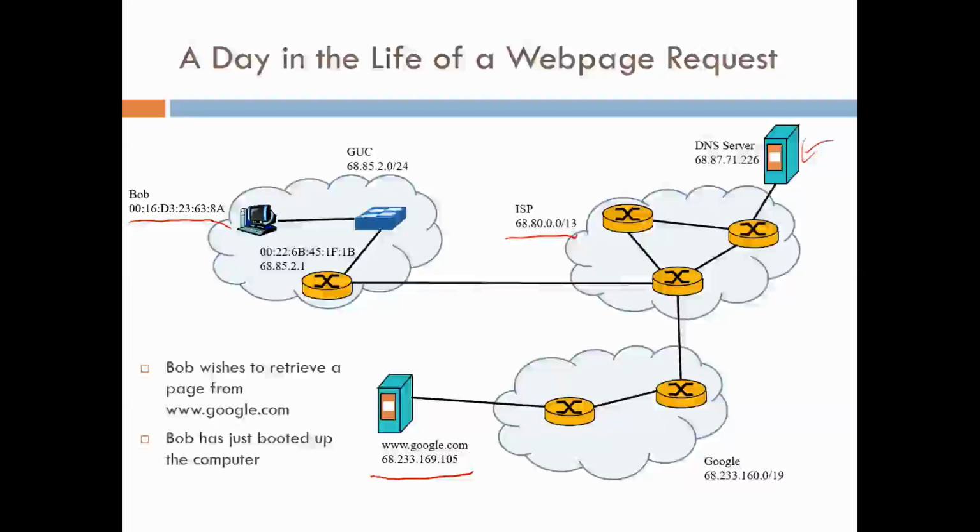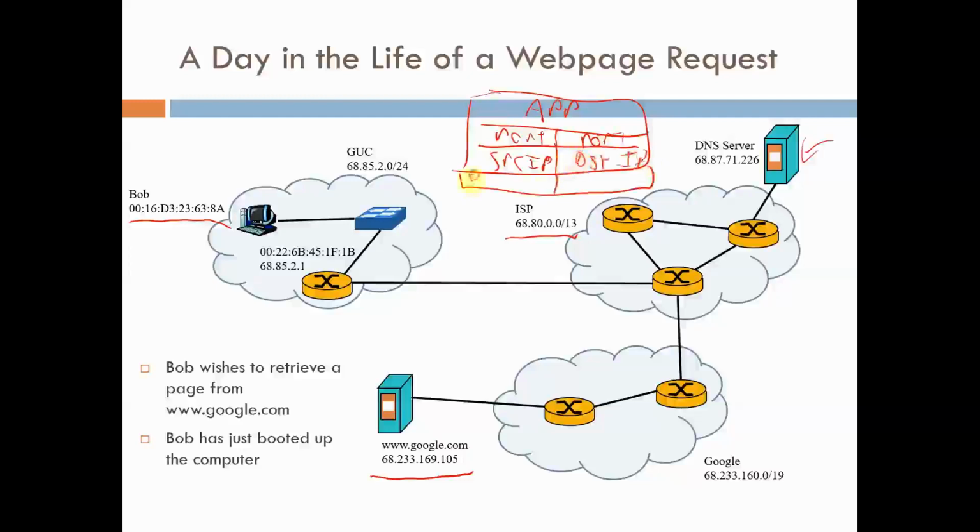Now, we want to be able to see the process of how Bob will generate application layer data. It will generate a transport layer header that has source and destination port numbers, will generate an IP header that has source IP and destination IP, and will generate a data link header that has source MAC and destination MAC. We want to see the entire process until Bob gets the HTTP reply from www.google.com.